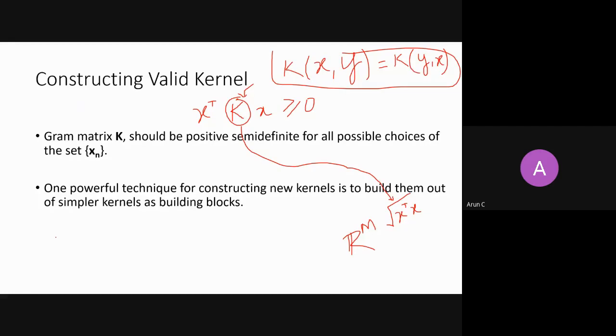I don't know whether you have an idea about positive semi-definite matrices or not. Can anybody tell me what the property of positive definite matrices is? Have you ever heard about positive definite matrices? In linear algebra, you must have done that. Yes, sir. Okay, what is a positive definite matrix? Yes, Ashutosh, what is a positive definite matrix?